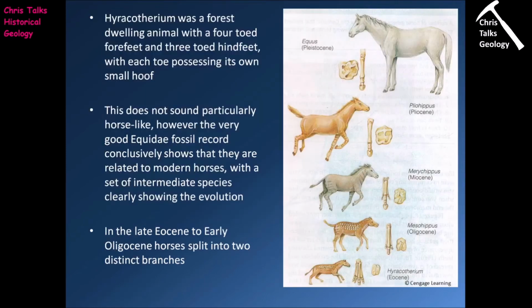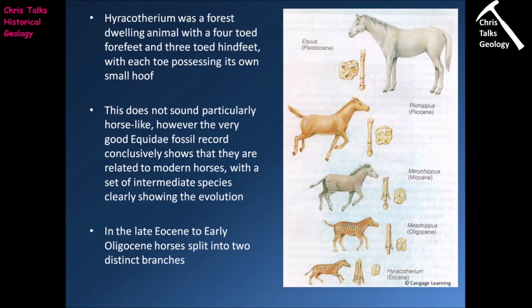So, as mentioned, Hyracotherium was a forest-dwelling animal, and it had a four-toed forefoot and a three-toed hindfoot, and each toe possessed its own small hoof. So if we look down here in this diagram, we can see Hyracotherium down here at the bottom, and this shows you essentially the forelimb. You can see it has four toes, and each of these toes would have ended in its own individual small hoof. Now, this doesn't sound particularly horse-like, however, the very good fossil record that we have for horses conclusively shows that Hyracotherium are related to modern horses and that they sit at the base of the horse family tree.